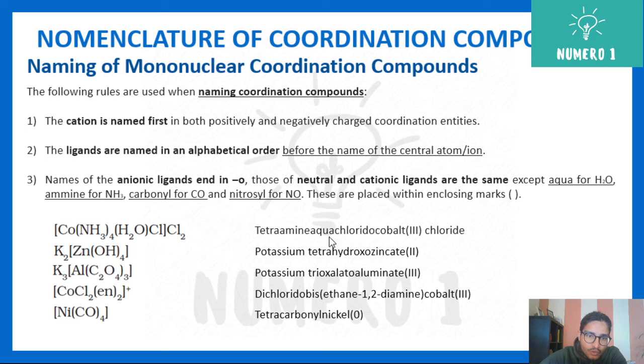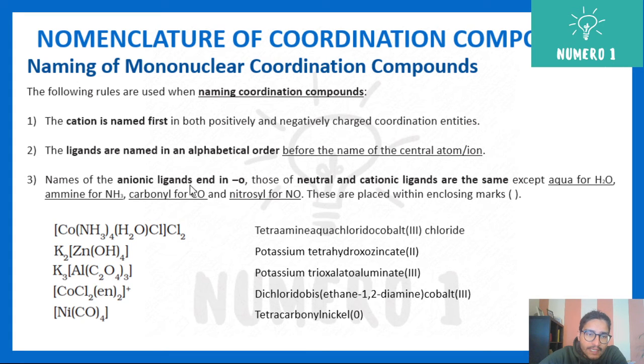Then lastly, chloride, so chlorido, cobalt. If you see Am comes before Aq, that is alphabetical order. In the same way, if you see Zn(OH)4, let's look at this example because it contains two types of ligands, chloride and ethane. So it should be dichlorido. Chloro is written as chlorido, that is how we write it, and then bis because that is 2 ethane-1,2-diamine, and lastly cobalt. Let's continue.